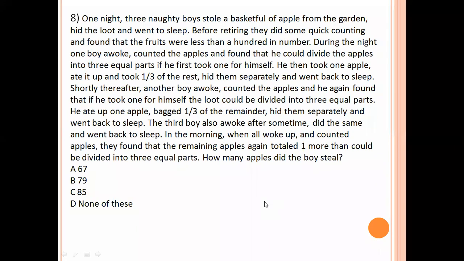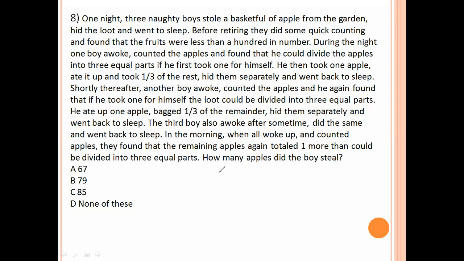One night, 3 naughty boys stole a basket full of apples from the garden, hid the loot and went to sleep. Before retiring, they did some quick counting and found that the fruits were less than 100 in number. During the night, one boy awoke, counted the apples and found that he could divide the apples into 3 equal parts if he first took one for himself. So 1/3 already taken means here remaining how much is there?